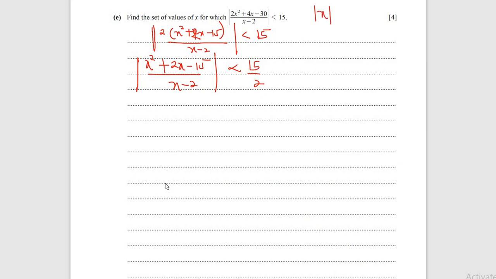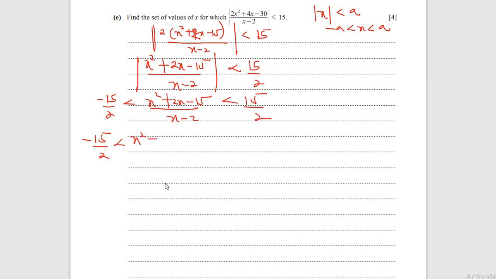Remember this, if modulus x is less than a, it means minus a less than x less than plus a. So the same thing means minus 15 over 2 less than x squared plus 2x minus 15 over x minus 2 less than 15 over 2. We're going to solve it in two ways. It could be minus 15 over 2 less than x squared plus 2x minus 15 over x minus 2, or x squared plus 2x minus 15 over x minus 2 less than 15 over 2.